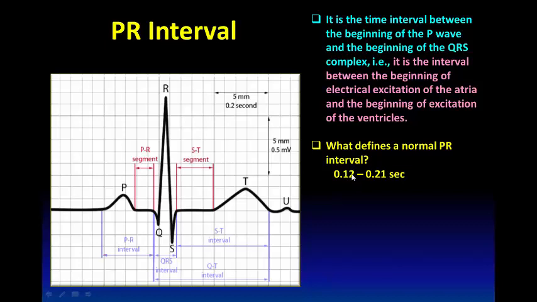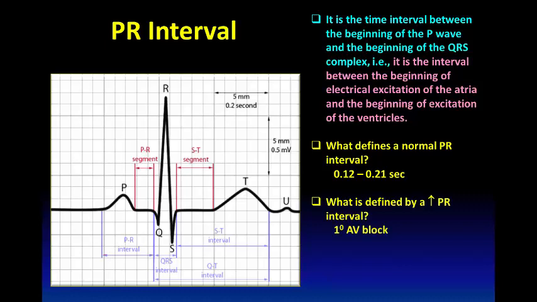0.12 of a second is equivalent to 3 small squares, and 0.2 of a second is equal to 5 small squares. So let's see whether our PR interval in this lead is normal or not. This is the PR interval from the beginning of the P wave to the beginning of the QRS complex. So how many small squares? 1, 2, 3, 4, and if we add these, about 5 small squares. So 5 small squares is equivalent to 5 multiplied by 0.04, equivalent to 0.2 of a second. So this PR interval is of normal duration.